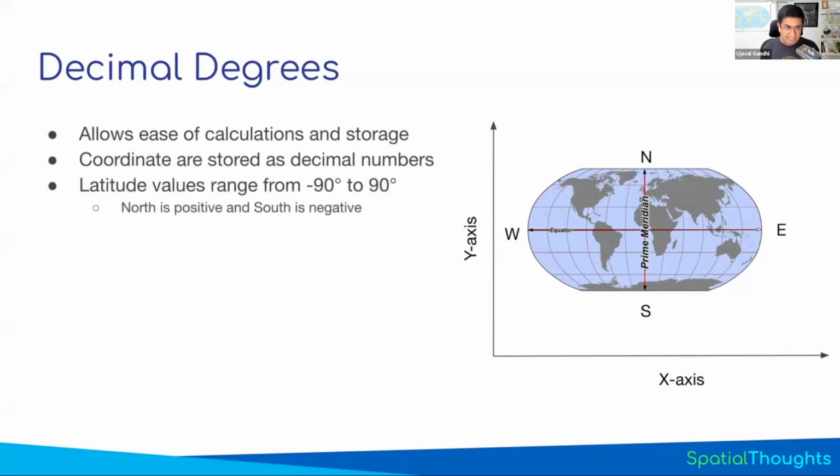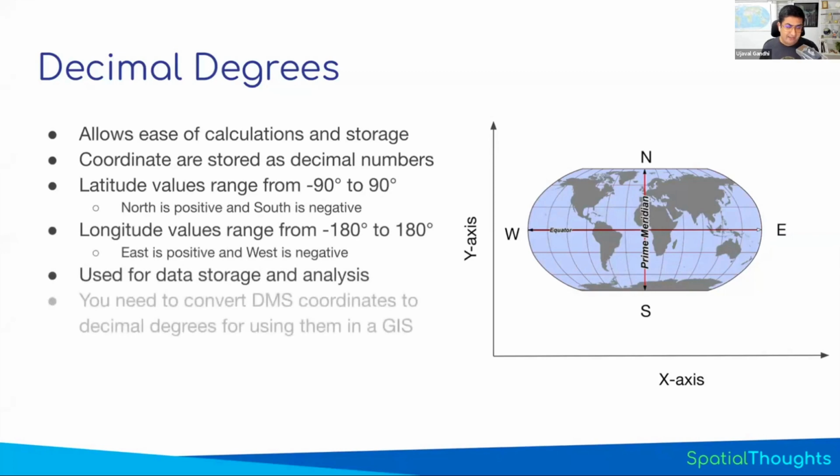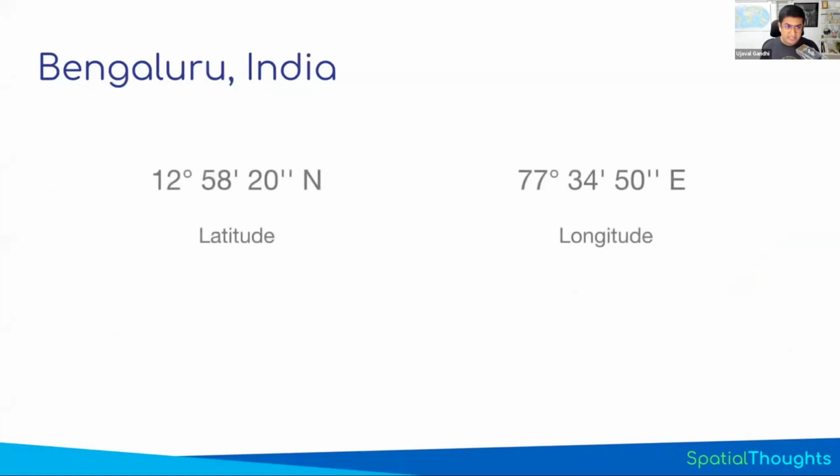So decimal degrees is a simpler system. For latitude, north is positive, south is negative. For longitude, east is positive, west is negative. And this kind of system is good for data storage and analysis. So whenever you are using data in your GIS, you need to convert those coordinates. So we'll learn how to convert it. The conversion is quite simple.